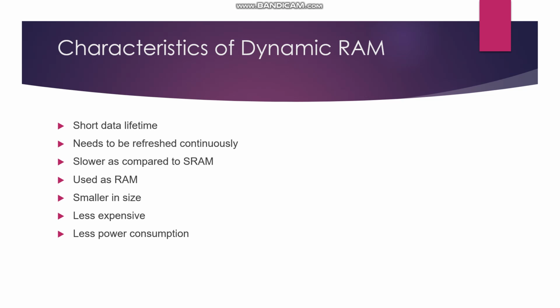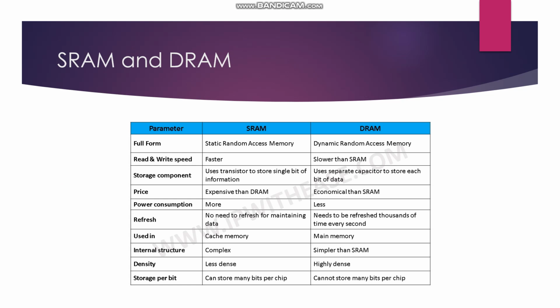Characteristics of DRAM are as follows. It has a short data lifetime. It needs to be refreshed continuously. It is slower as compared to SRAM. It is used as RAM. It is smaller in size. It is less expensive and it uses less power.